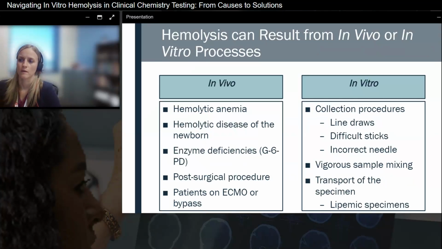To better understand why hemolysis leads to such a high percentage of rejected and redrawn specimens, it's necessary to understand how and why hemolysis occurs. Hemolysis can be the result of in vivo or in vitro processes.